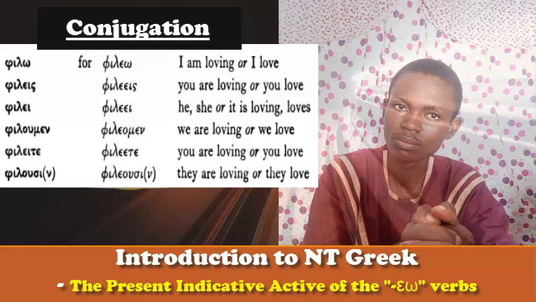philousin is translated they are loving or they love. If you look at the uncontracted form, we have phileousin, right? Good. The epsilon coming before a long vowel, a diphthong. The diphthong affecting the epsilon will therefore make the epsilon drop out. And that's the reason why we only have the diphthong vowel with the epsilon dropping out. So we have philousin as our third person plural, which is therefore translated they are loving or they love.